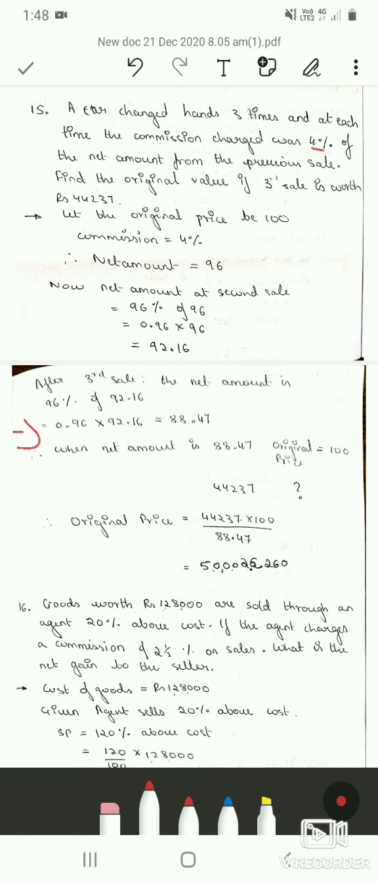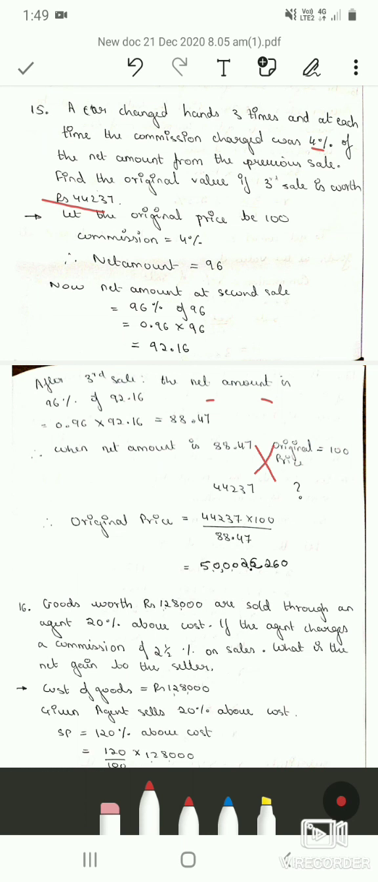Or else, again in this case what you have to do is 4 divided by 100 into 92.16. So whatever value you get, again subtract it from 92.16 to get the net amount in the third sale, which is again nothing but 88.47. So therefore now we have to find out the original value. When the net amount is 88.47, the original price we assumed was 100 rupees, but in the question they have given the third sale worth 44,237. So depending upon this, we have to find out the original price.